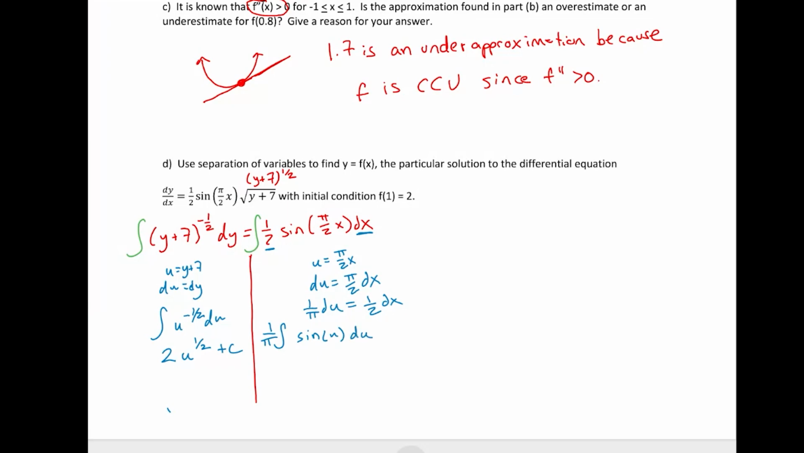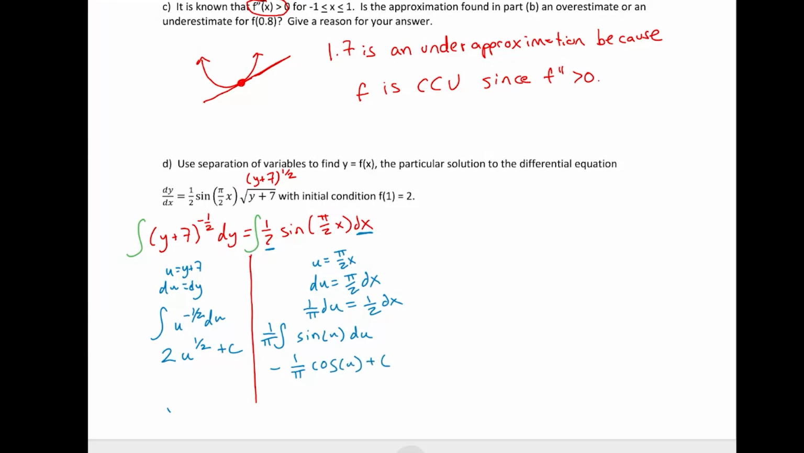What's the integral of sine? Let me think. So the derivative of cosine is negative sine. So the integral of sine has got to be negative cosine. So we're going to have negative 1 over pi cosine of u plus c.